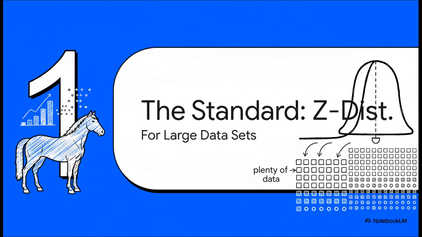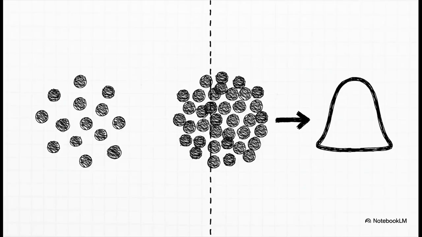Well, to figure out the solution for small data, we actually have to start with the opposite. We need to look at the tool we use when we're lucky enough to have tons of data, the old reliable workhorse of statistics. You know, in statistics, there's this kind of magic number you always hear about, 30. It's a rule of thumb, really. Once your sample size gets over 30, you can generally trust that it's big enough to act in a predictable way. And for these big, healthy data sets, the z-distribution is your go-to.